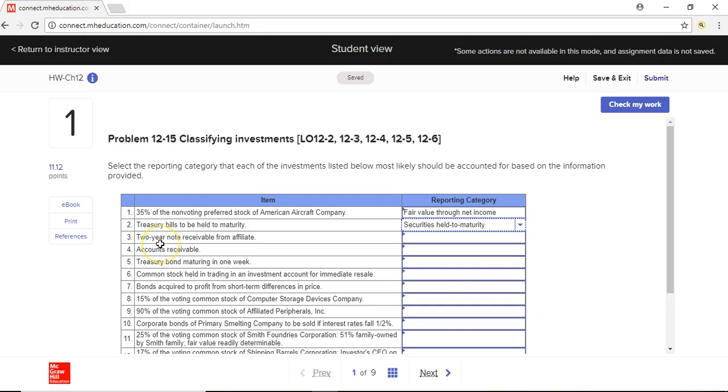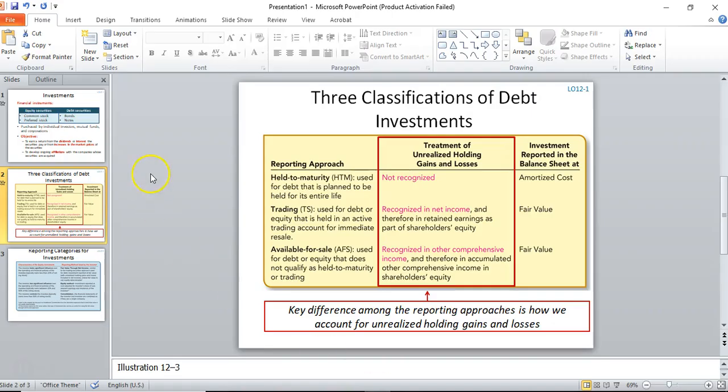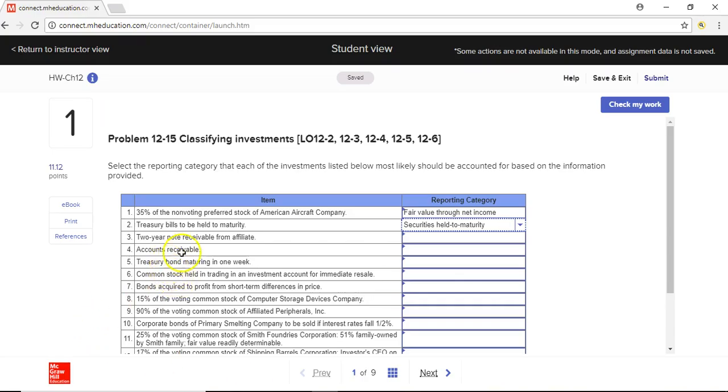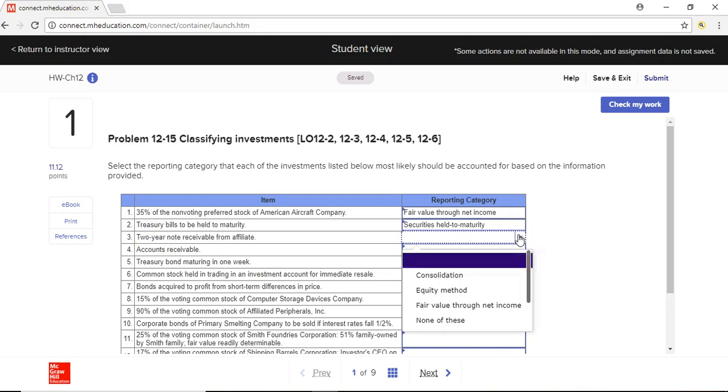The third investment says this is a note receivable from an affiliate, and it is 2 years long. If it's a note, it's a debt security. Since there is a maturity date, it says it will mature in 2 years, we also account for it as held to maturity securities.